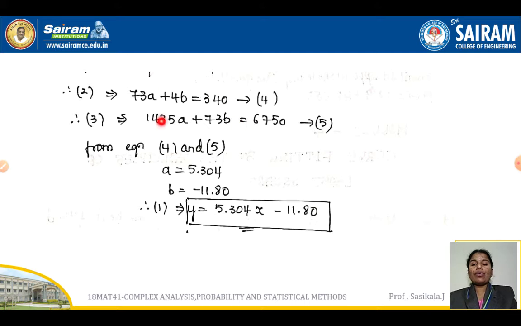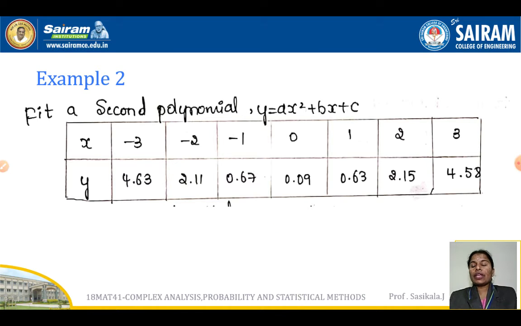On solving by using the calculator, you can solve simultaneous equations with two unknowns. You will get the a and b values, which are 5.304 and minus 11.80. Now you can substitute in the required equation. Y is equal to ax plus b, right? So the a value is 5.304, so y is equal to 5.304x minus 11.80. Actually the b value is negative, so that's why the minus has come here. Okay, so we'll move on to the next problem.